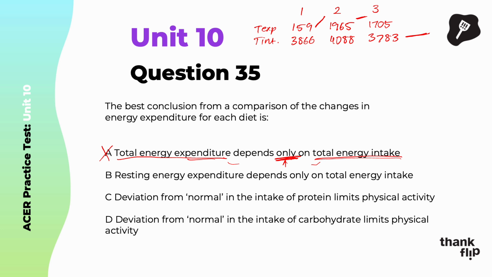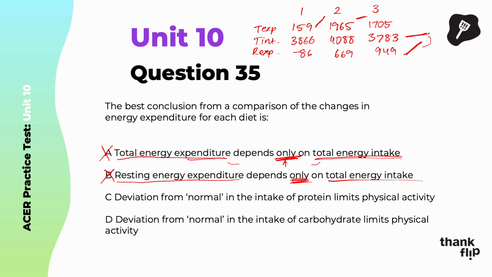Then we're asked to look at resting energy expenditure. So option B says resting expenditure depends only, again, that word, on total energy intake. So let's look at resting expenditure: we have negative 86, we have 669, and we have 949 here. So this is an increasing trend, and that doesn't match up with the total intake trend. So we can quite confidently, especially because of this word "only," say that this is not the best conclusion that can be made here. Then we look at option C.